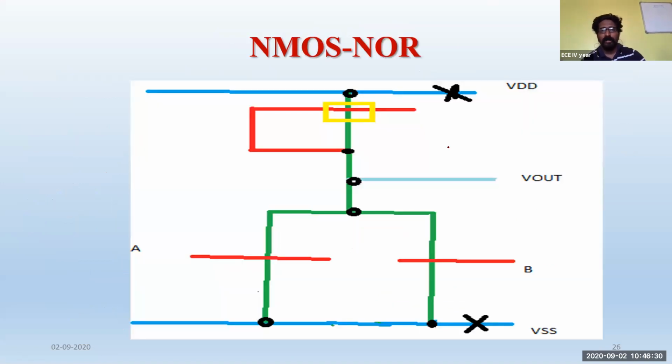And this is for the NMOS NOR gate. In the NOR gate, what happens? Well, the expression for the NOR gate is what? We know that NOR gate is A plus B. A plus B means the PMOS is going to be in series and NMOS is going to be in parallel.